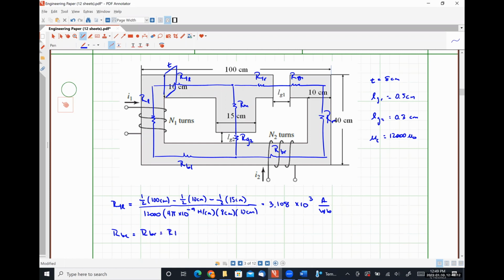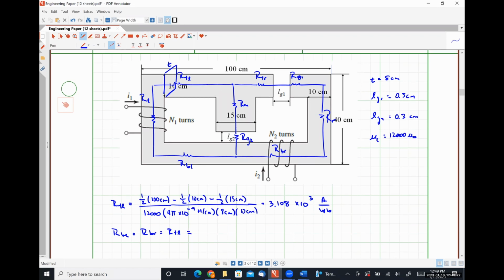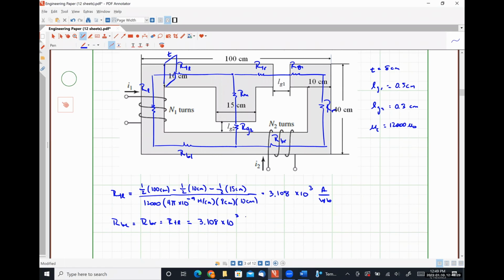And while we're at it, we can say that our bottom left and our bottom right will be the same thing, because they all have the same dimensions, same cross-sectional area, and are made of the same material. So just for the sake of argument, I'm going to check this guy off, and this guy off.